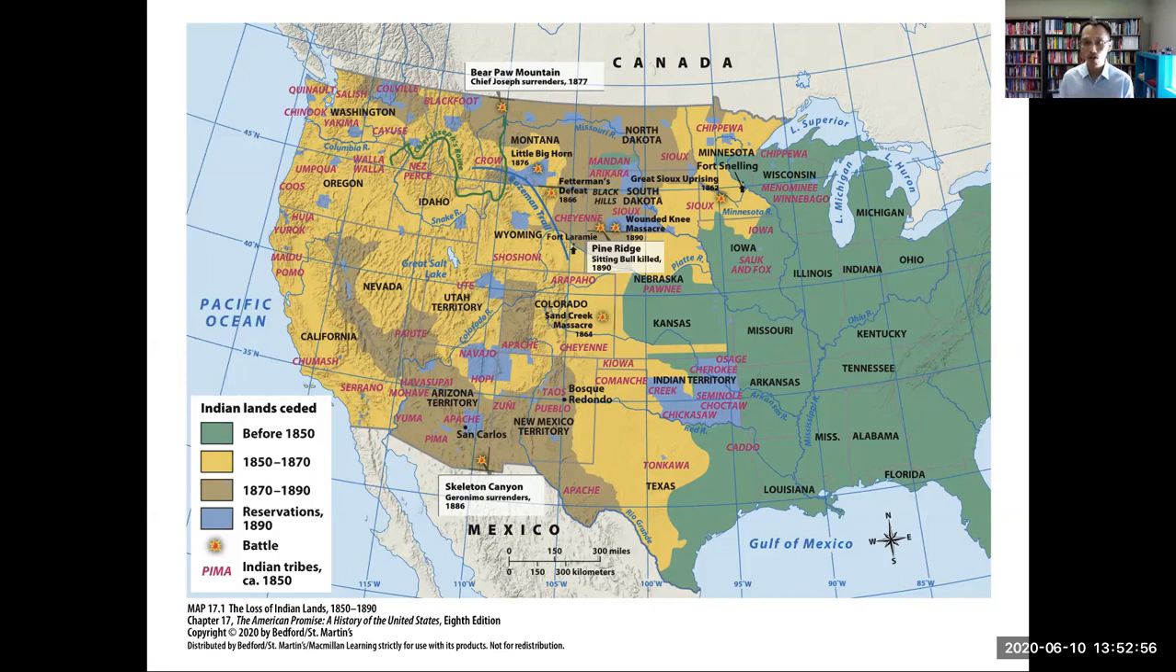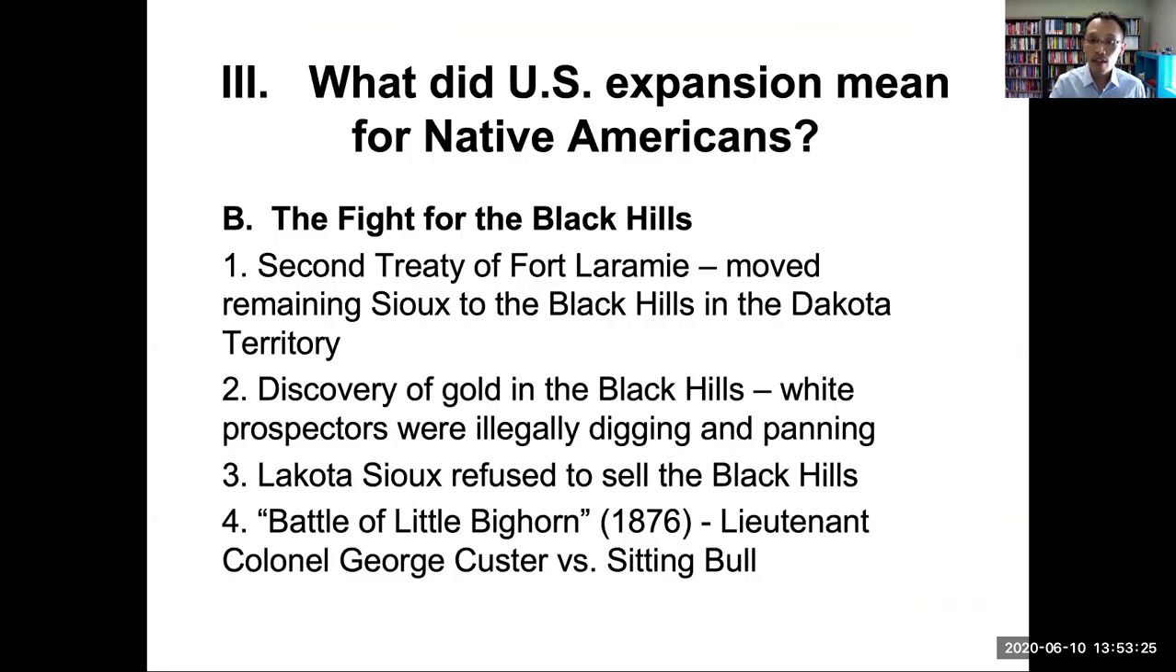So the textbook actually goes on to talk about some of the most well-known massacre incidents that happened. The US Congress hoped to forestall these uprisings and all-out Indian wars, and in fact, they commissioned a committee to investigate these incidents. The subsequent report of their findings led to the passage of more treaties, and one of the more famous ones is the Second Treaty of Fort Laramie, which basically promised the remaining Sioux that the Black Hills in the Dakota Territory would be reserved for them.